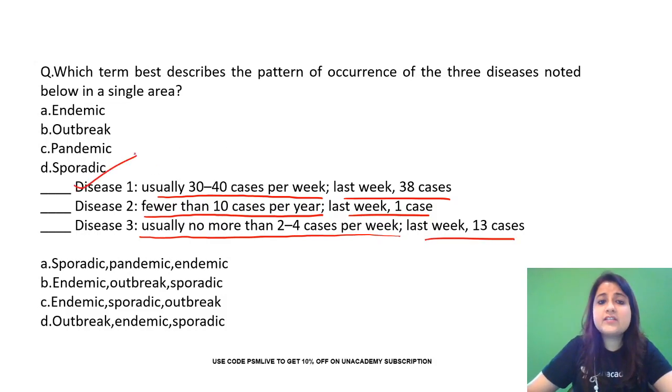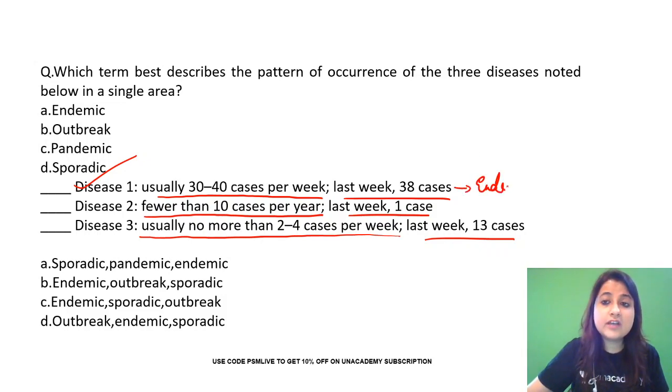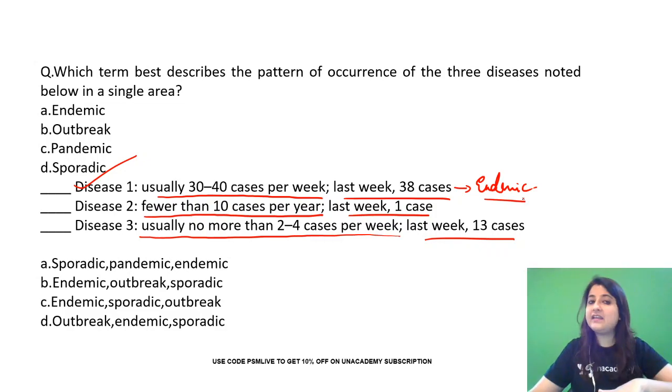Now look at the first one. 30 to 40 cases happen per week. This week it was 38. So it's within 30 to 40. That means it's an endemic disease. It is constantly present in that area.